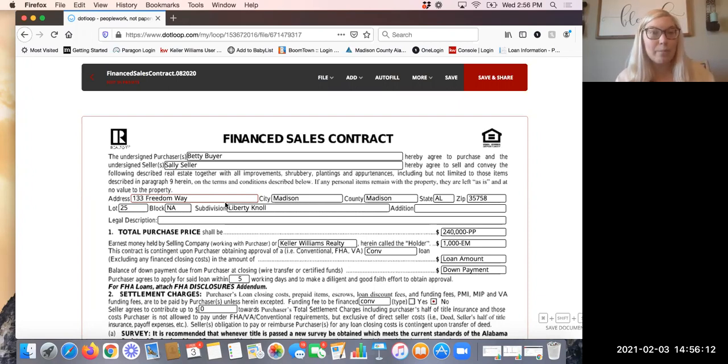So it gives the buyer an out to where they wouldn't have to pay that difference. I'm not saying big chunk. Sometimes it could be $500 short or something like that, but it at least gives them an opportunity to get out of it if they need to, if it doesn't appraise.